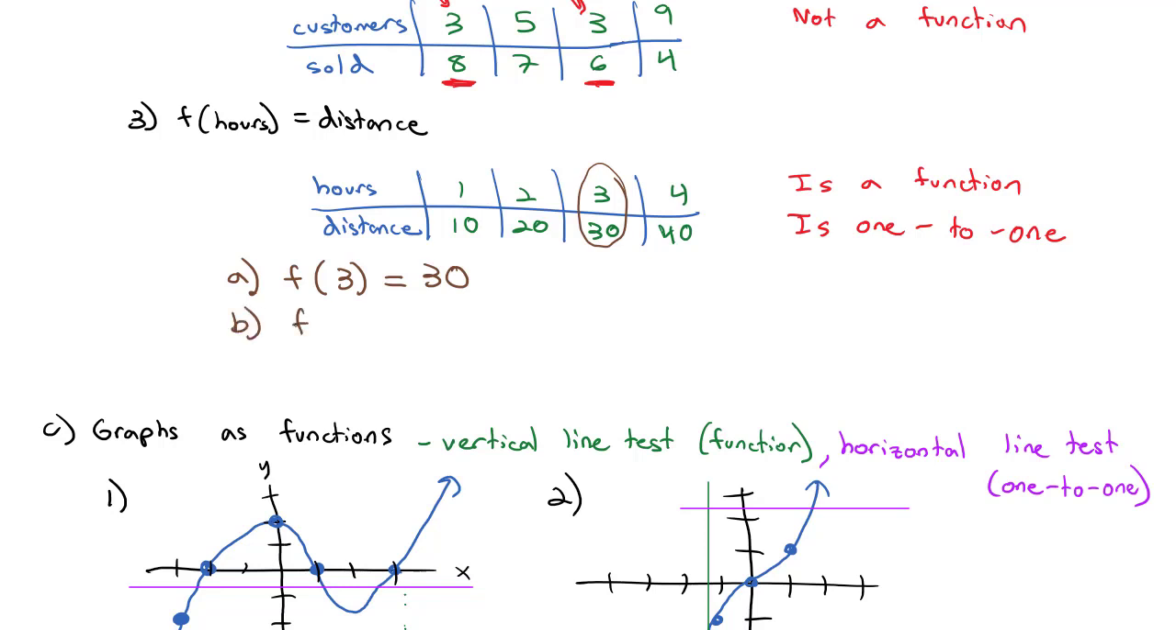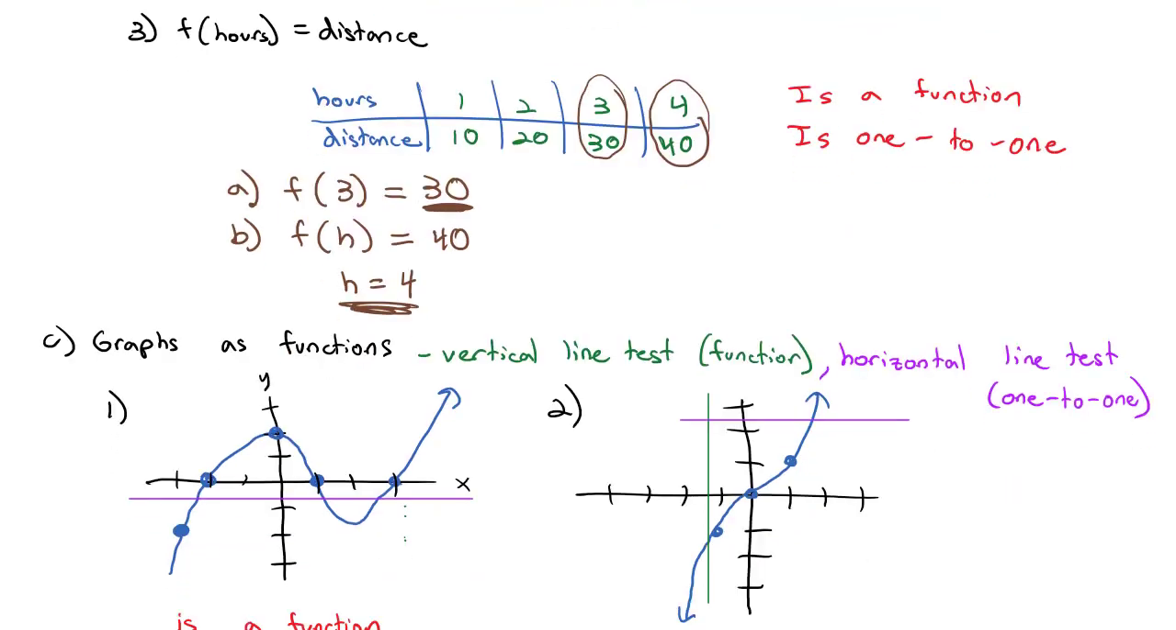I can also say, what is the hours when the function gives me an output of 40? Well, I can look at the table and I see an output of 40 corresponds with an input of 4. So those hours, the input, are equal to 4. And that's how we can use a table to pull information out to interpret our function notation.